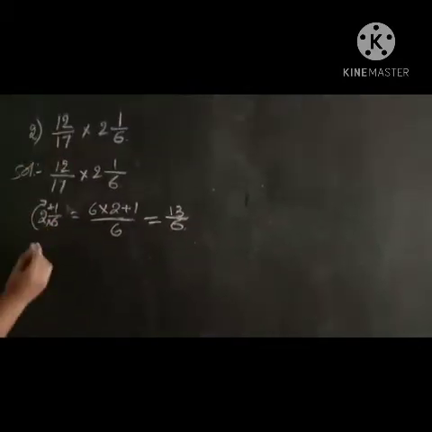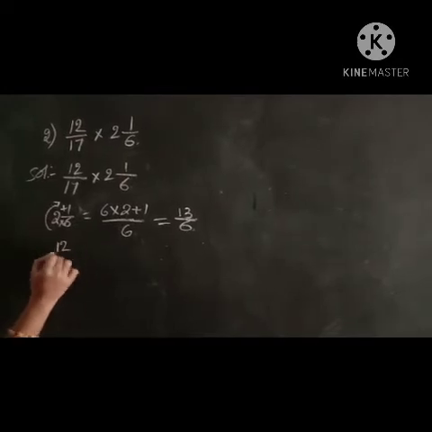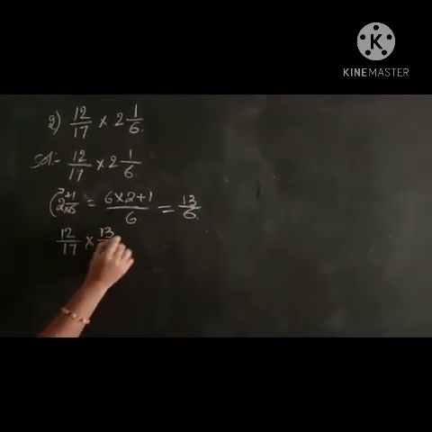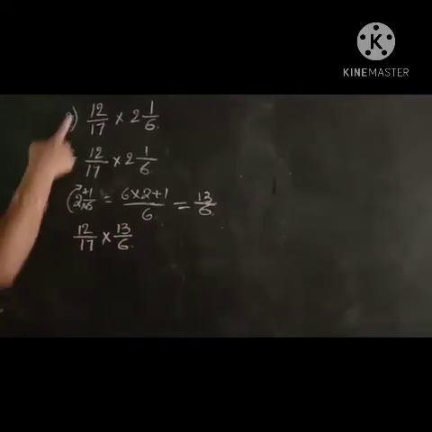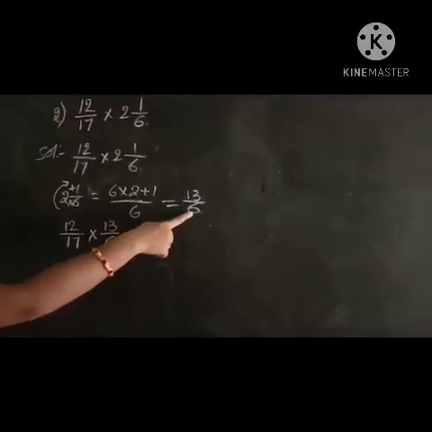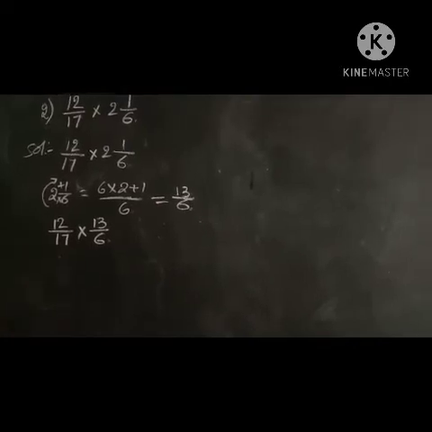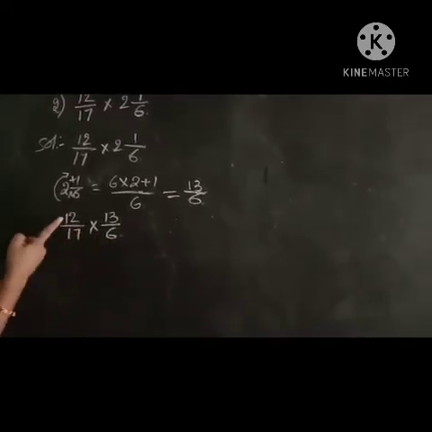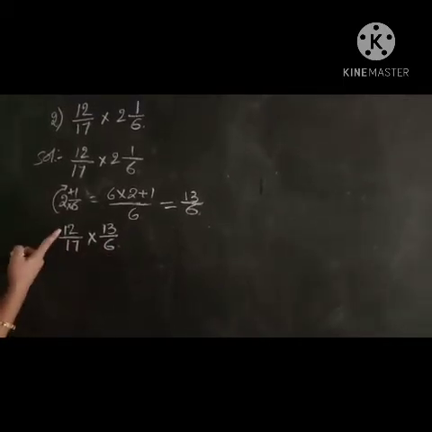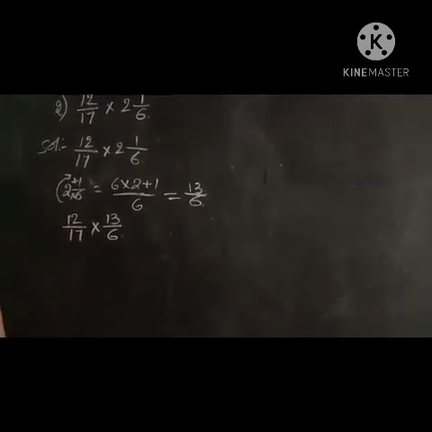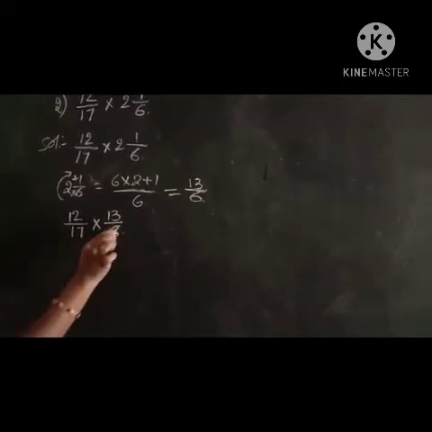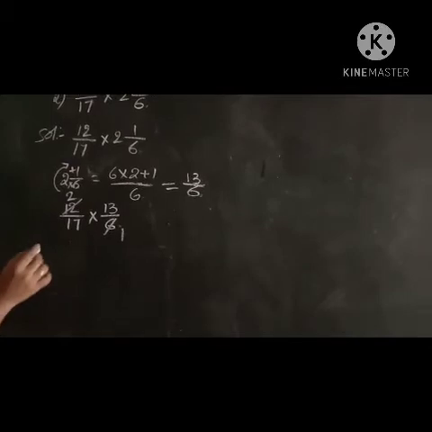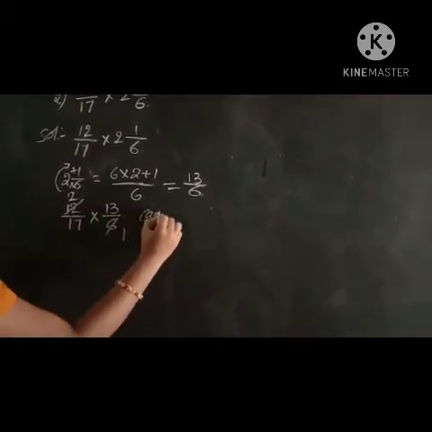What is the first fraction? 12 by 7 into next 13 by 6. Observe these numbers, children. Here there are common numbers to cancel. Here 6 is there, here 12 is there. So in the 6 table, is 12 there or not? Yes. How many times? 2 times. 6 ones are 6, 6 twos are 12. So right here, cancel.